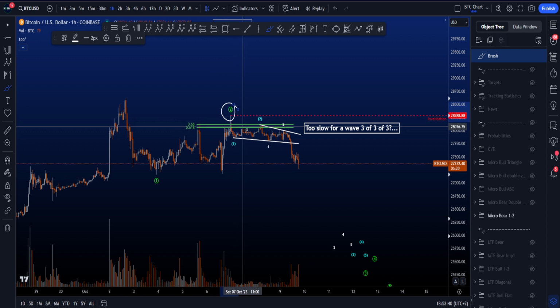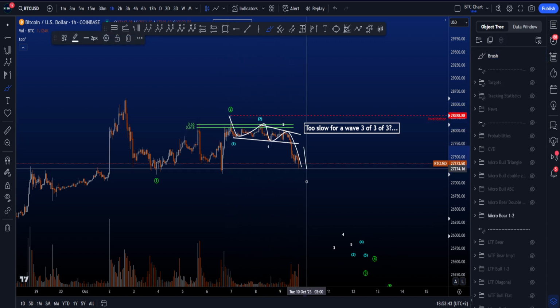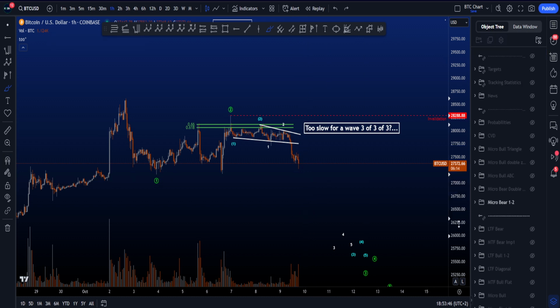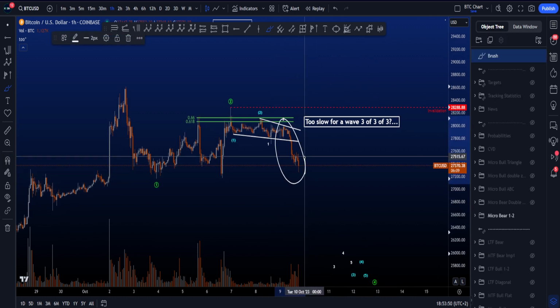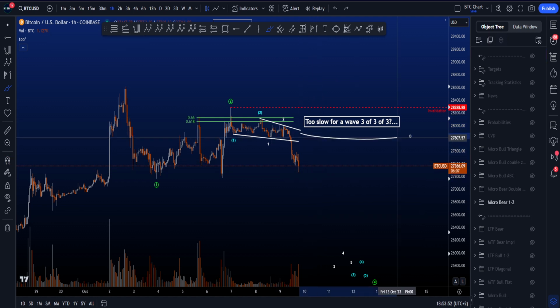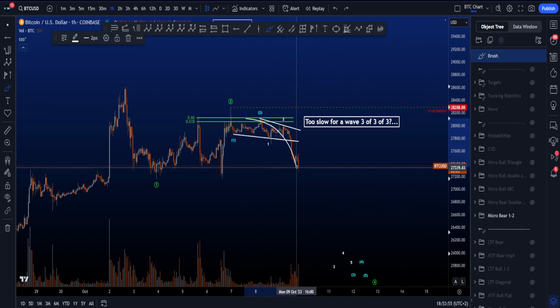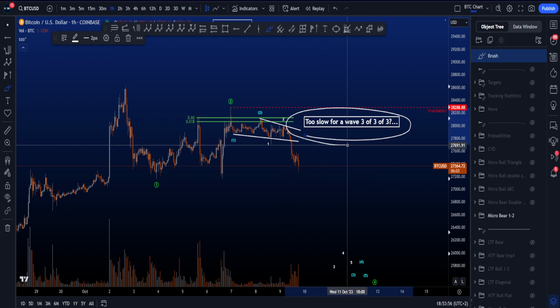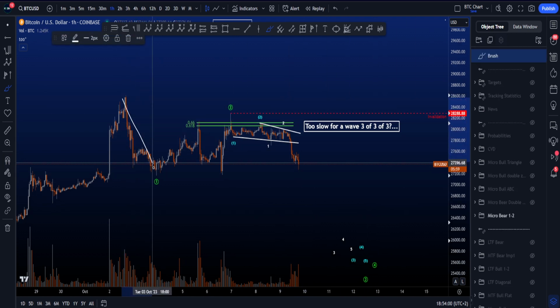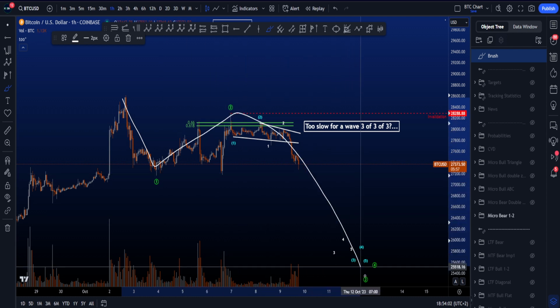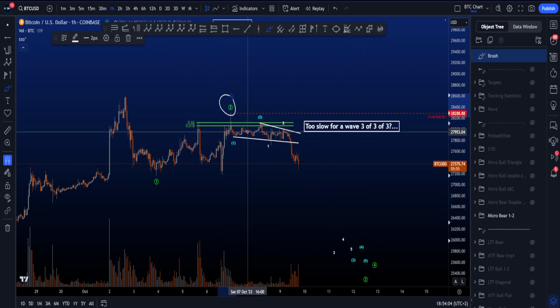Now after the high of this green wave 2, we then count a double 1-2 on the lower time frames, for this then being a wave 3 to the downside. The main question that we have to ask ourselves at the moment is if this move to the downside is going fast enough, and that's what I say over here. Is this move down too slow for a wave 3 of 3 of 3? And what I mean with that is that currently we are in a wave 3 of green to the downside after wave 2 is in.